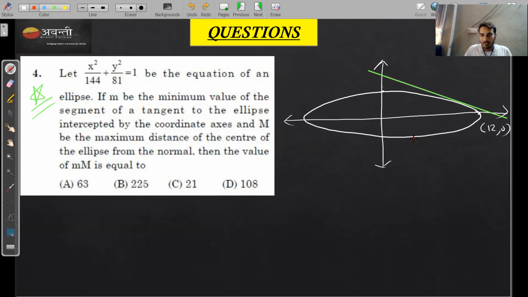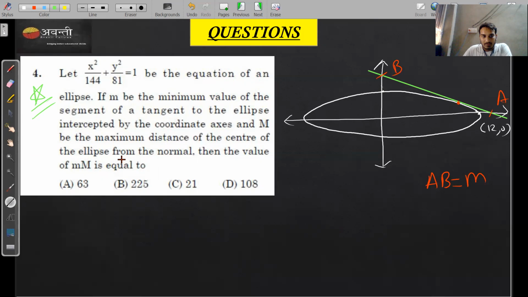So what he's saying is, this tangent is intercepting at points A and B, and the question is saying that AB is such that it is the minimum value. That minimum value is small m. And what is the maximum value? The maximum value is capital M. What is capital M? For capital M, what do you do?